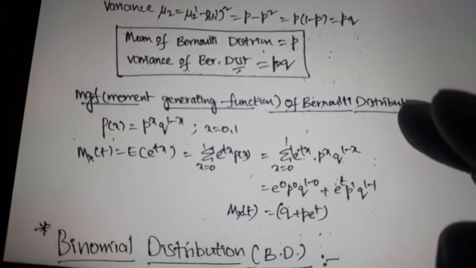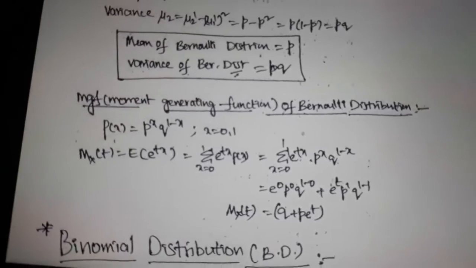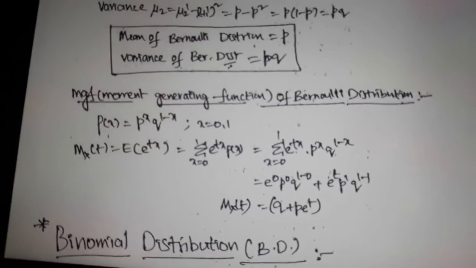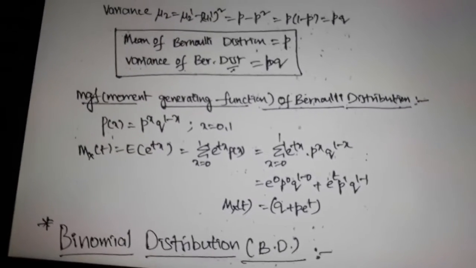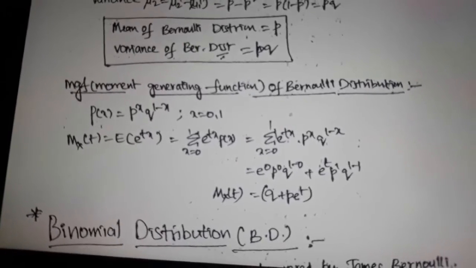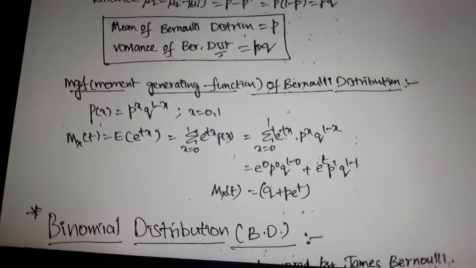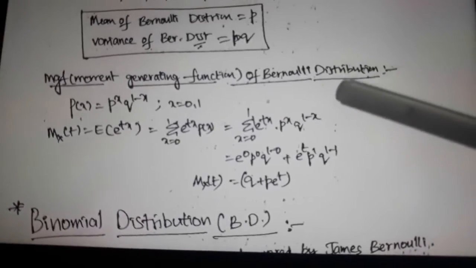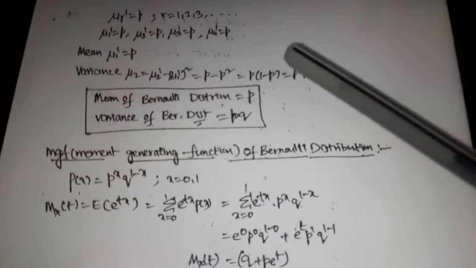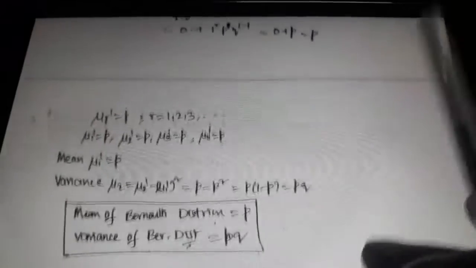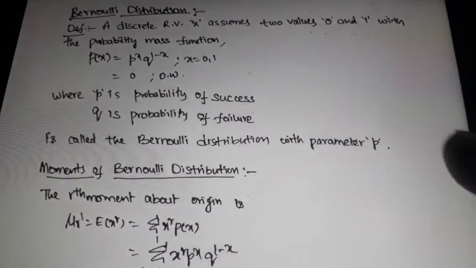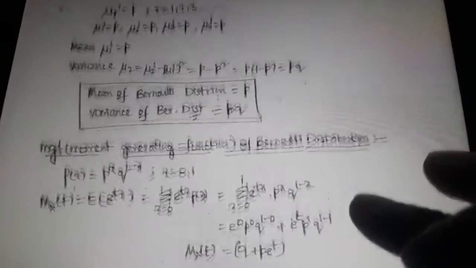Now how to derive the MGF of Bernoulli distribution? This MGF is a very familiar thing in the distributions. For any distribution, we define MGF as M x of t is expectation of e power tx. In the last session we discussed MGF clearly. It is for discrete, that's why summation e power tx into p of x. Here p of x is p power x into q power 1 minus x, which we substitute.